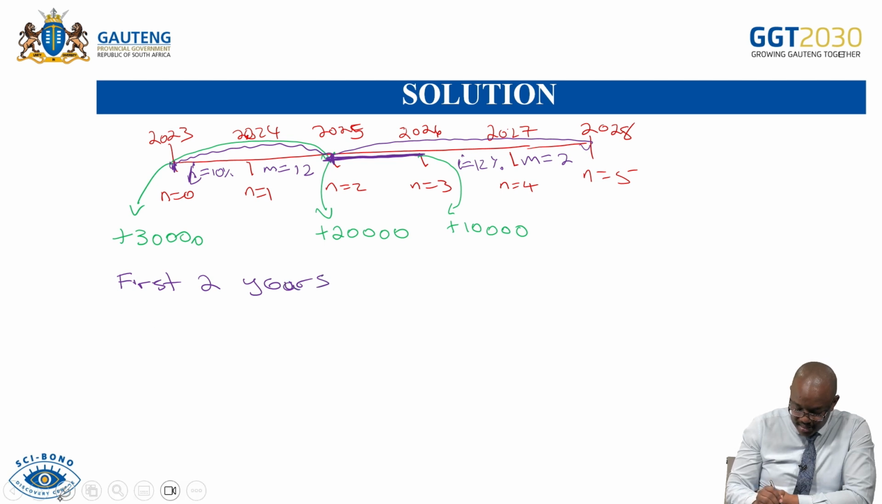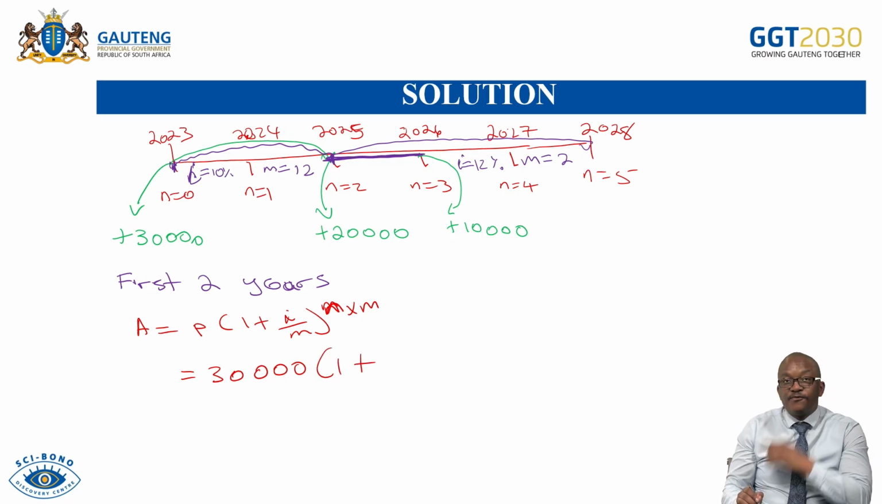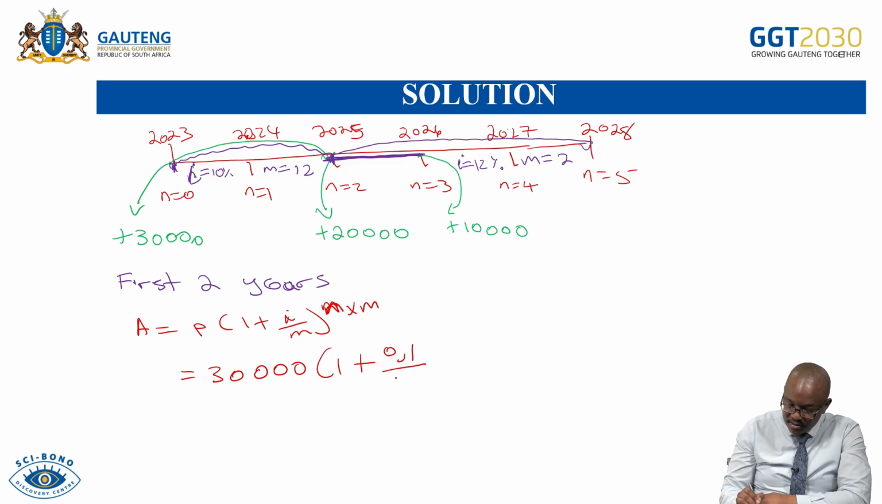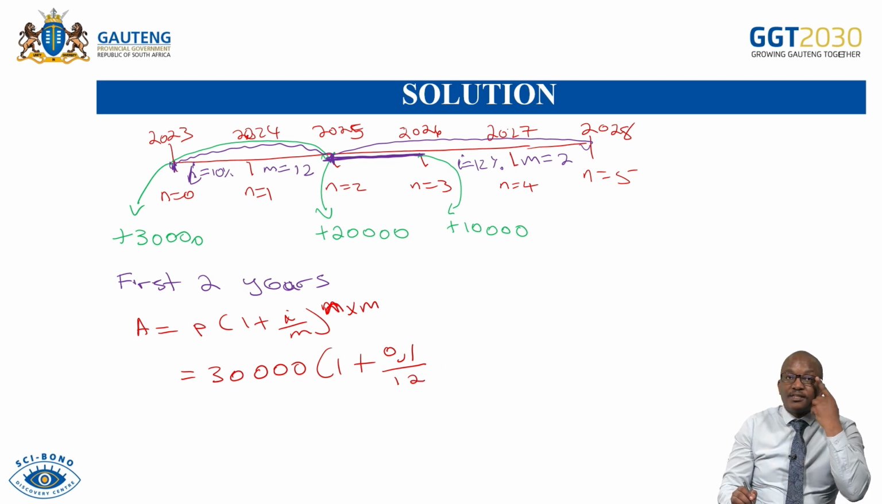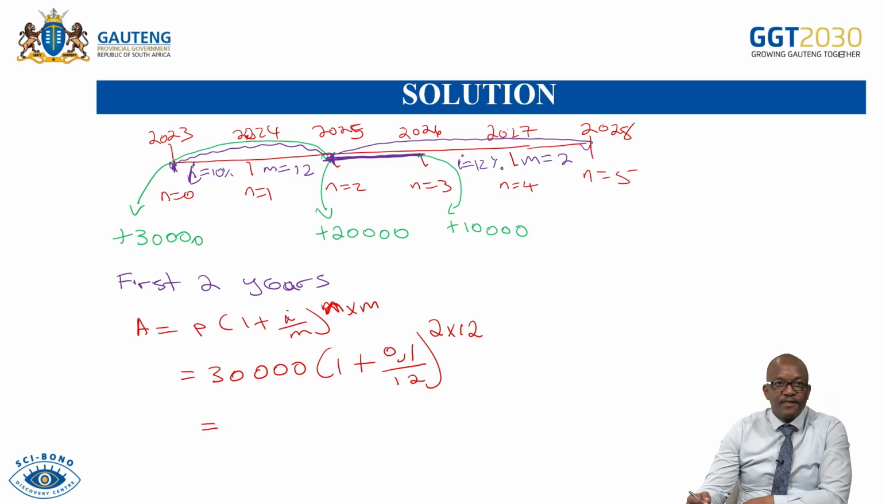So with our first 2 years, remember, what are we having here? We have A, which is P into (1 plus i divided by m) to the power of n multiplied by m. So we have 30,000 times 1 plus, remember if you're saying 10 divided by 100, you're going to get 0.1 divided by 12 because it's compounded monthly for the first 2 years. Then we're going to get our calculation there.